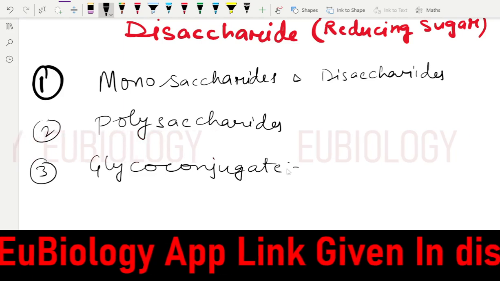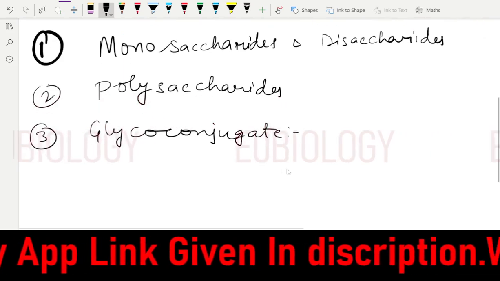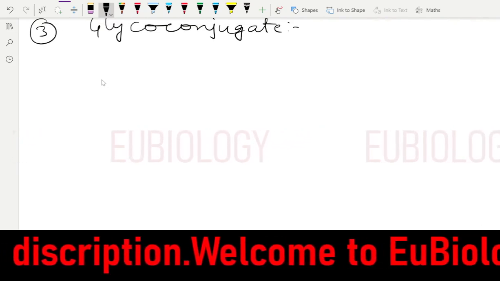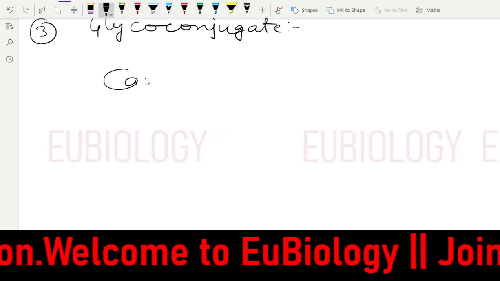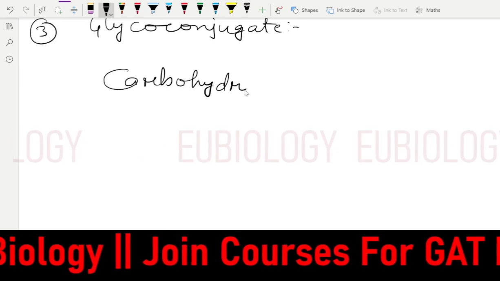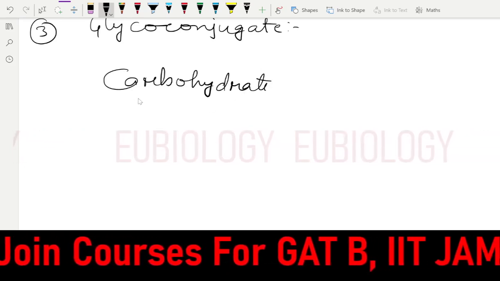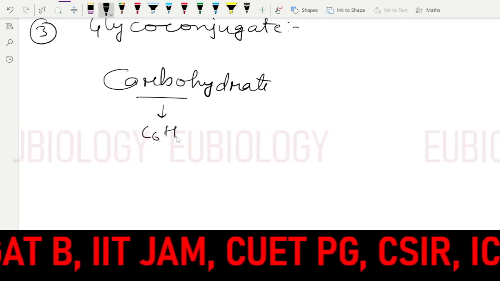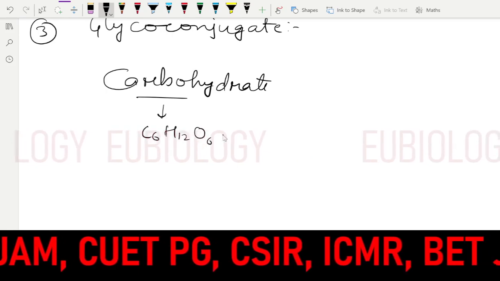So let's begin with the first topic, monosaccharides and disaccharides. Whenever we say the term carbohydrate, what comes to your mind? Sugar. And where is this sugar, C6H12O6, synthesized? It is synthesized in the plant.